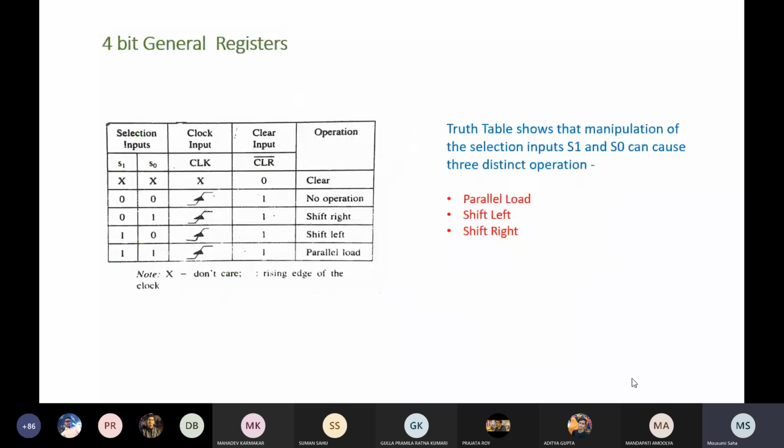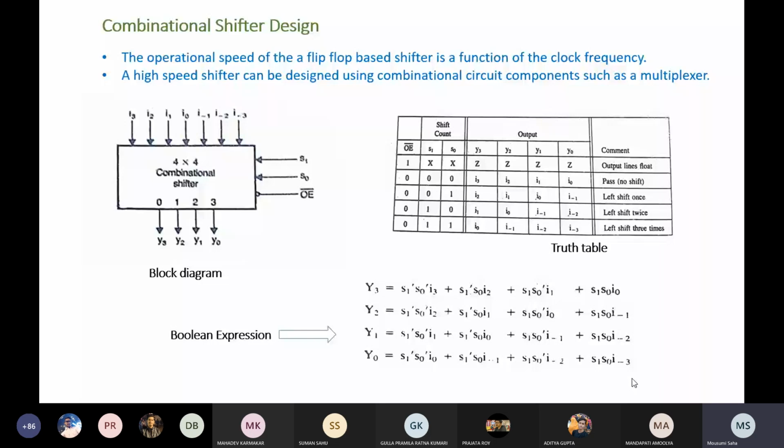Now, this circuit we can also design with the help of a combinational circuit. The last circuit you designed with a sequential circuit, but we can also design it with a combinational circuit. But what is the advantage? The advantage is that it is a faster circuit, because the sequential circuit always depends on your clock frequency.